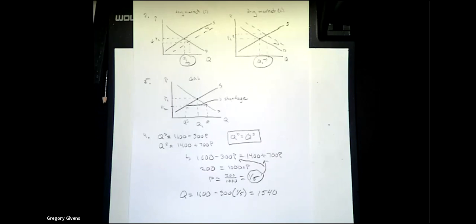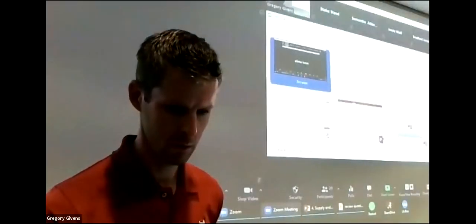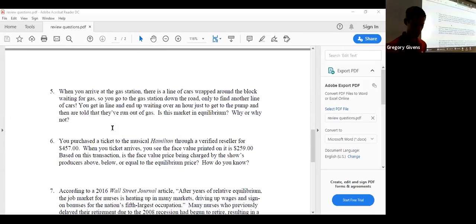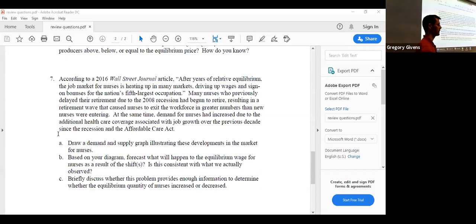Let's do one more. Back to the PC. Why don't you guys try to work this one? So it's number 7. I'll read it and then give you guys about 5 minutes to sketch an answer.